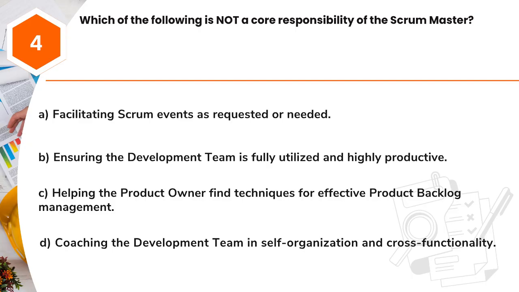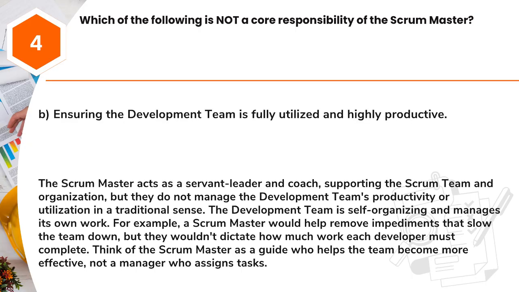Question 4. Which of the following is not a core responsibility of the Scrum Master? A. Facilitating Scrum events as requested or needed. B. Ensuring the development team is fully utilized and highly productive. C. Helping the product owner find techniques for effective product backlog management. D. Coaching the development team in self-organization and cross-functionality. Answer: B. Ensuring the development team is fully utilized and highly productive.